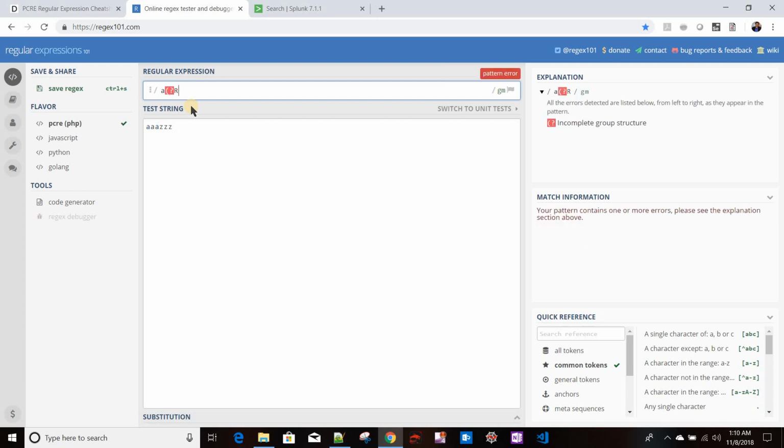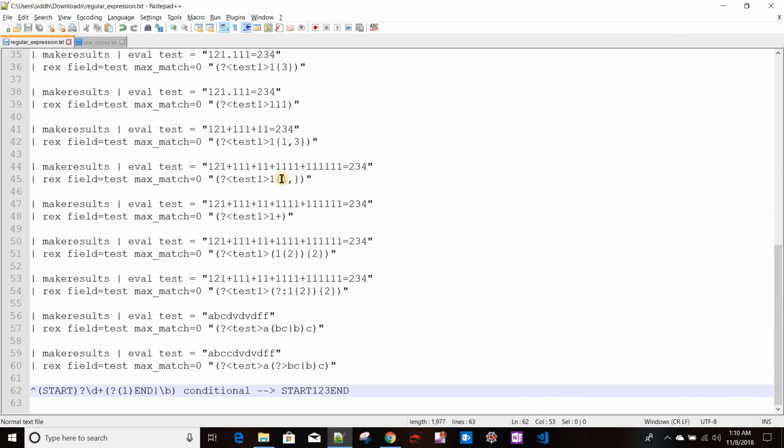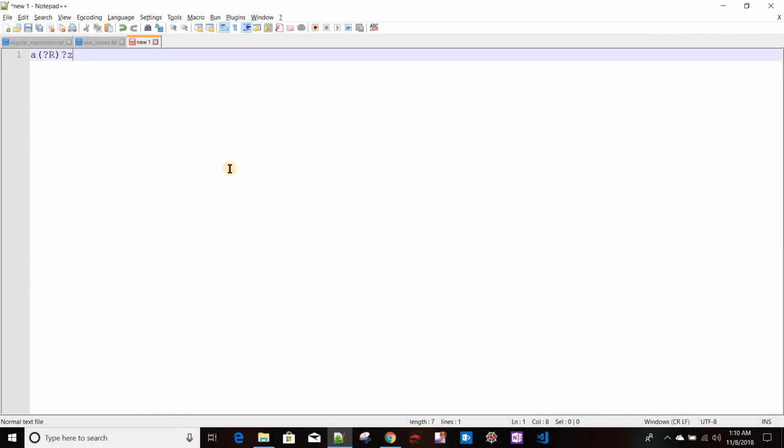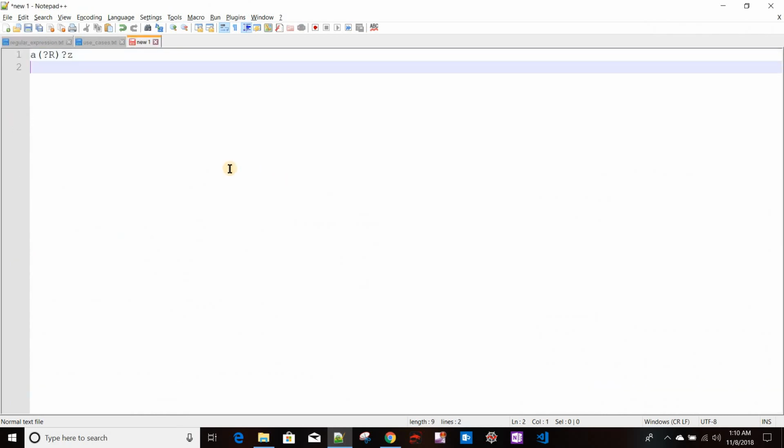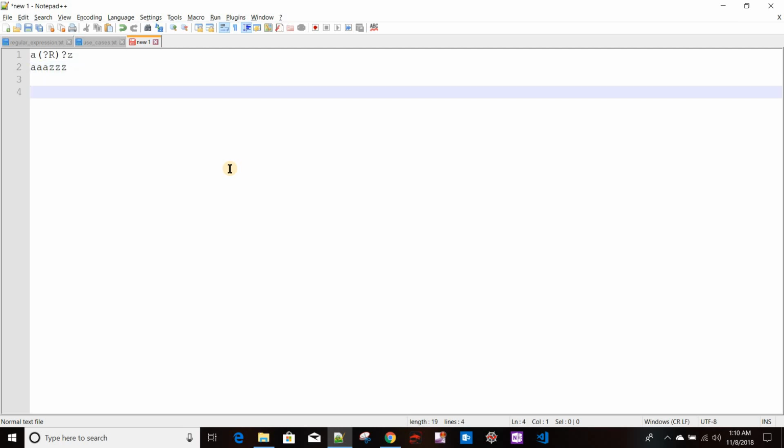R is my for recursion, this one Z. Okay, it is matching this one. Let's analyze how it matches. To do that, I'll go here. Now this is my regular expression, and ZZZ is my string, right? Now let's see how it is matching.